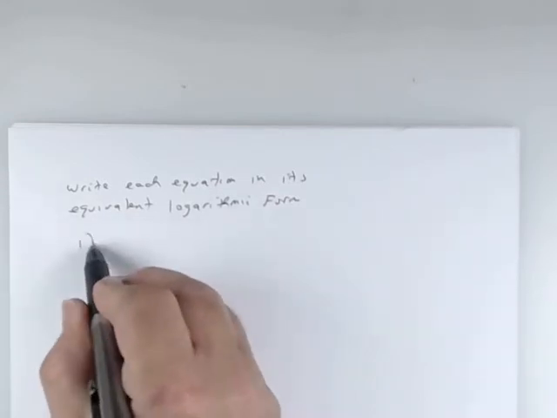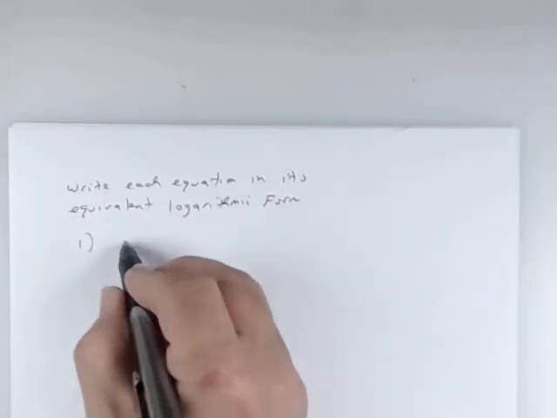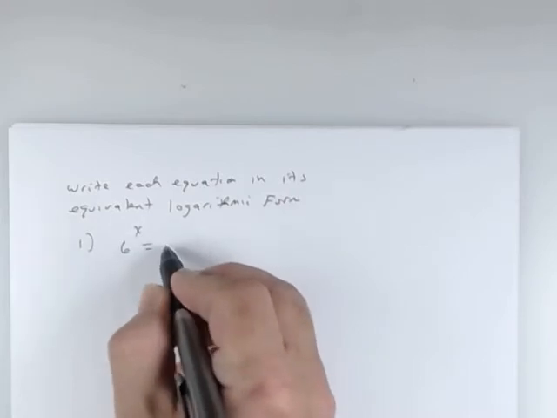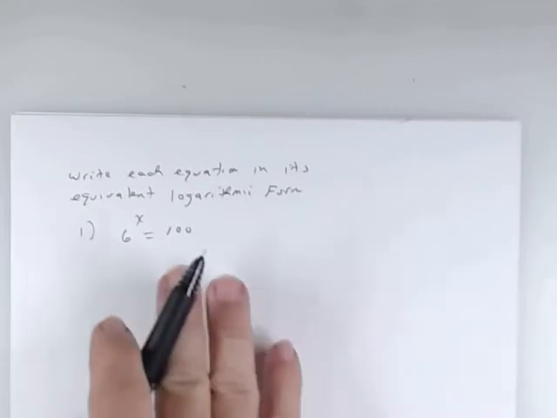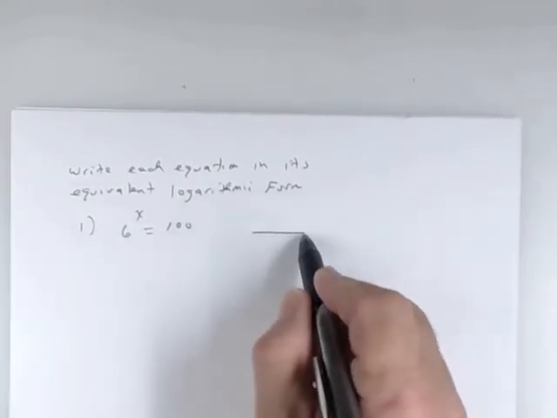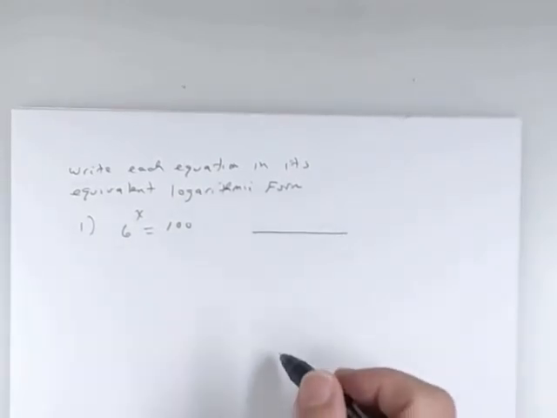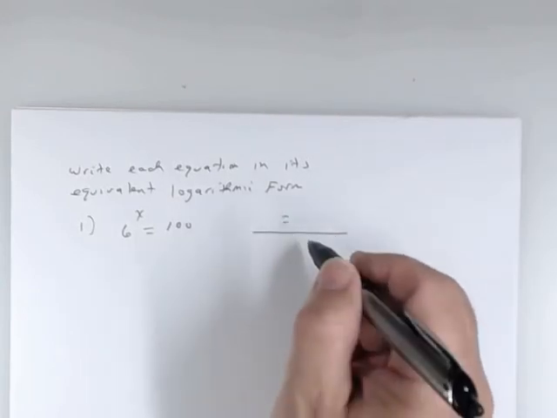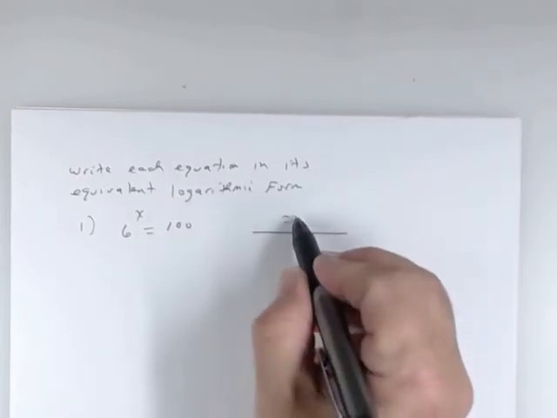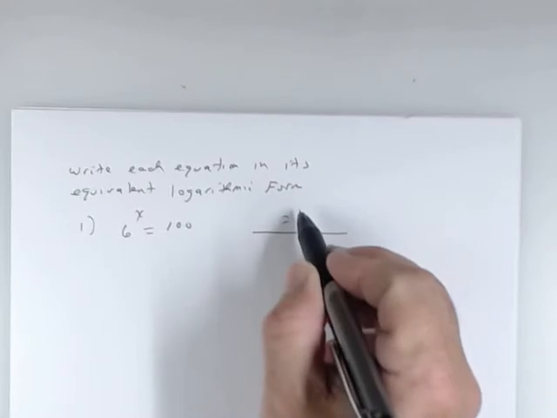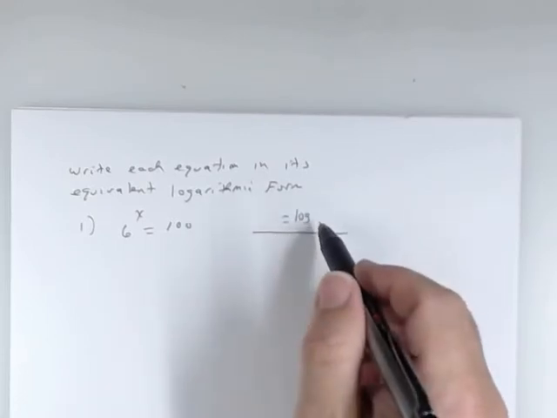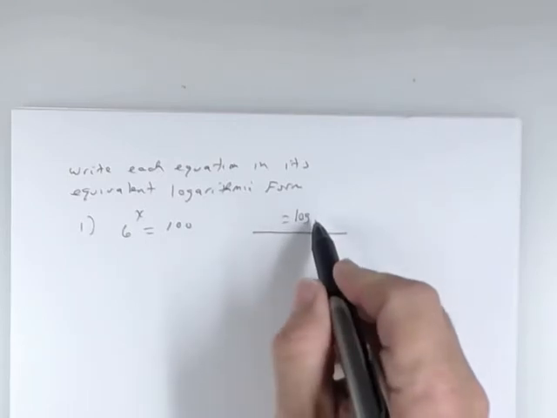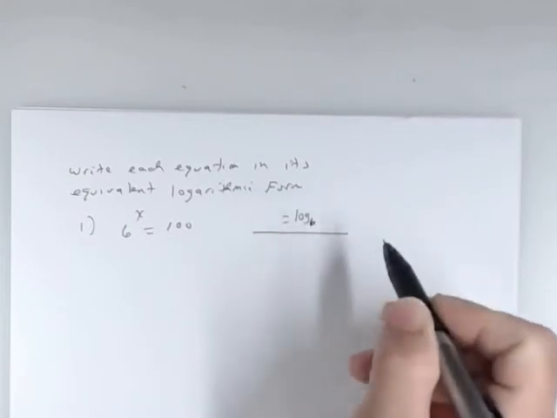All right, number 1. Suppose we had 6 to the x equal 100. So I have this exponential, and I want to write it as a log. You put the equal sign and write the letters log. Now what are you going to write next? The base. What's the base here? 6. Now you need to write it as a subscript, like this.